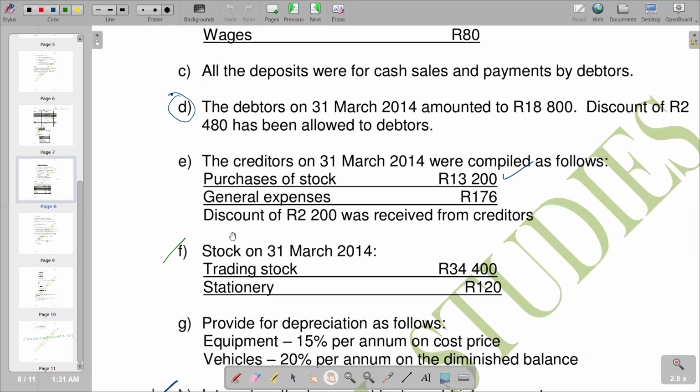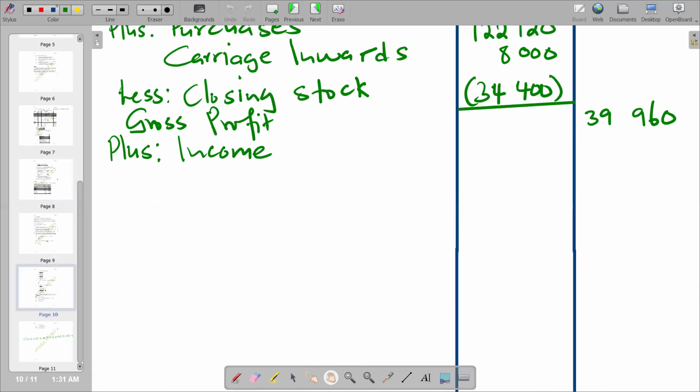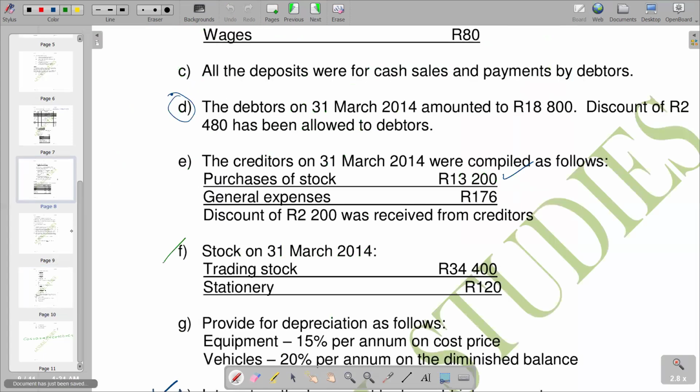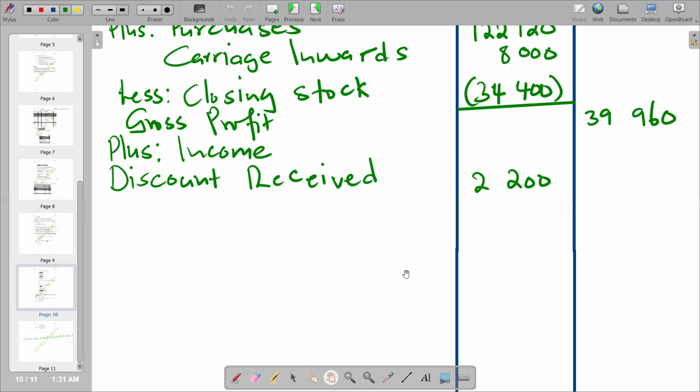So we've got a discount of 2,200 that was received from creditors. So we have got discount received, 2,200. So it's going to be part of our income. So we can just go and put discount received. We also have to check if we have any other part of our income. We see that we still do not have any income that way. So in that case, we can just close the total for income.